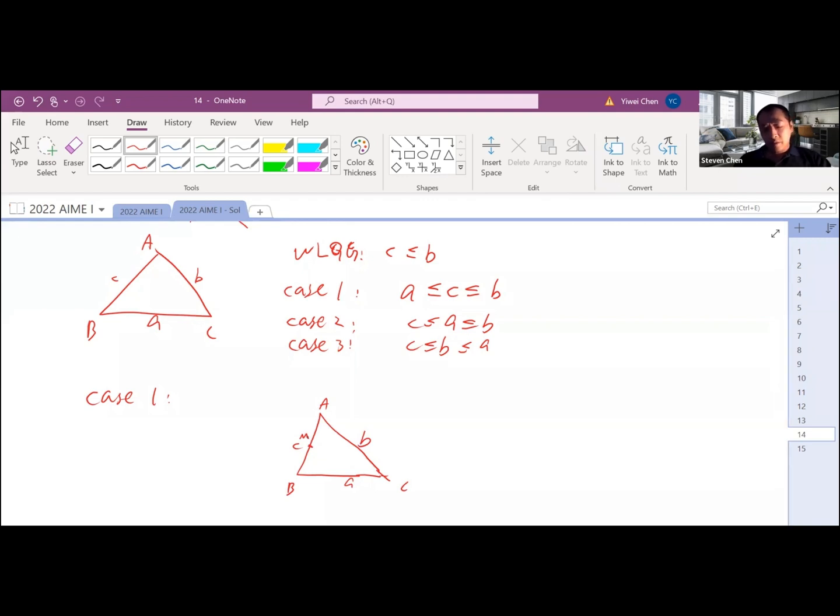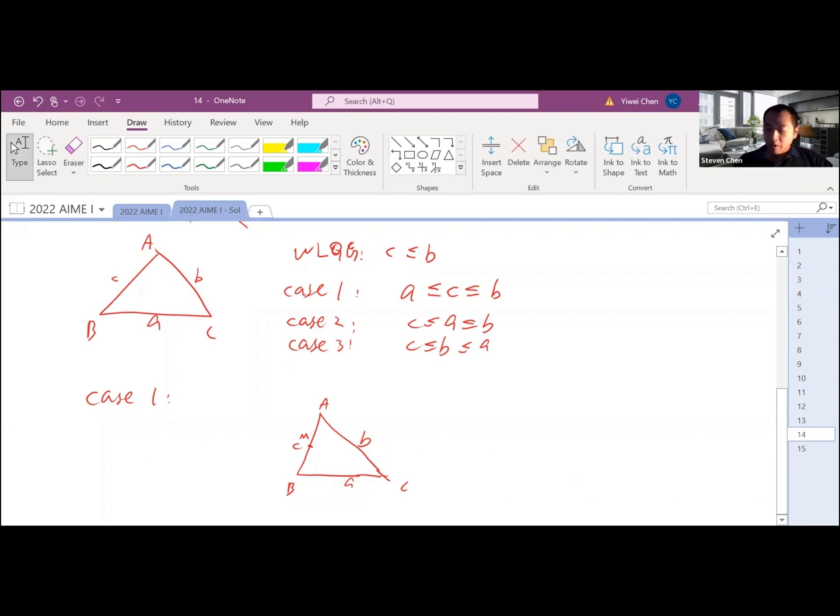Because here we know that for the polyline BCA, X is its midpoint, and we know that a is less than or equal to b, it tells us that X must be on segment AC. So X might be somewhere here.